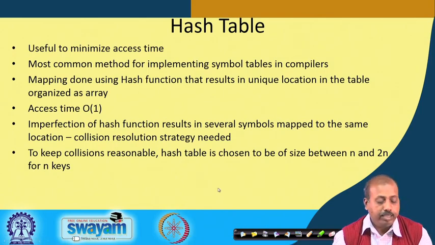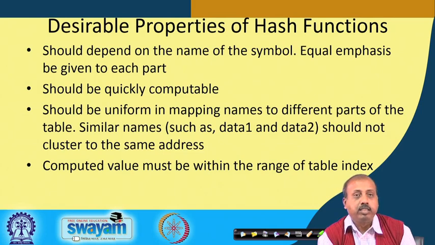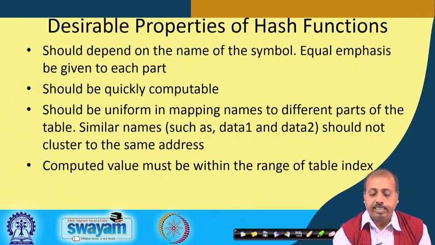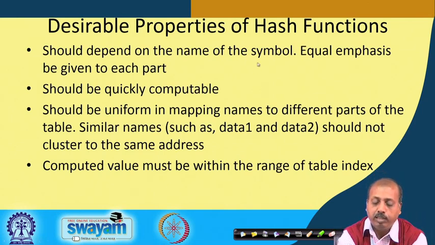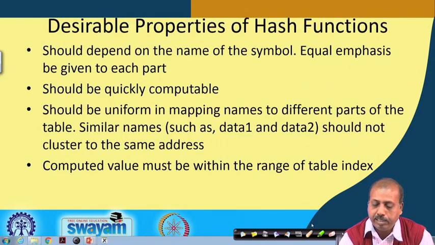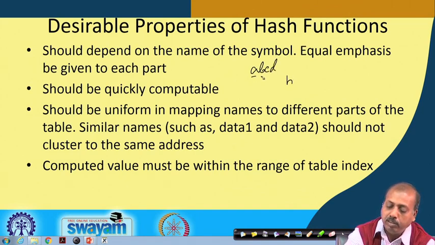So, next we will be looking into some desirable properties of this hash function. First thing is that it should depend on the name of the symbol, and equal emphasis should be given to each part. Say I have got a symbol name A B C D. Now, the hash function h that I am computing should have equal weightage on all these parts, so a, b, c and d.